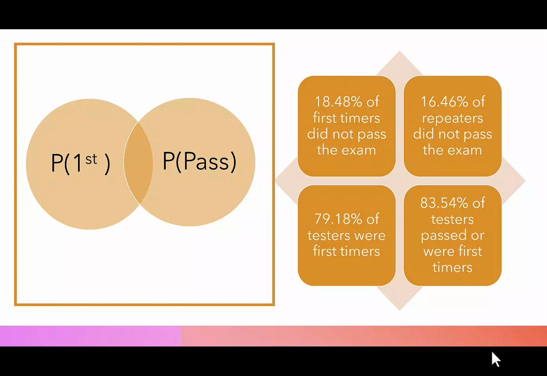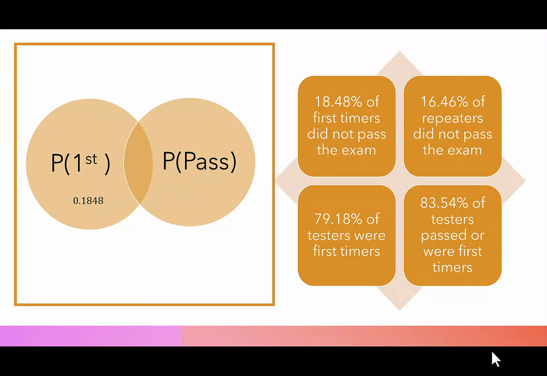We're going to put this into a Venn diagram, and here are the abbreviations I'm going to use. I'm going to use first for my probability that it's a first-time examiner, and then I'm going to use pass to be the probability of passing. The first thing we know is 18.48% of first-timers did not pass the exam. So they're inside the first circle, but they're not part of pass. So it's over on this one isolated portion of the circle, so we can put in 0.1848.